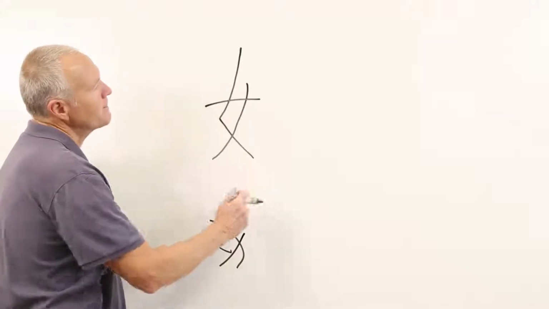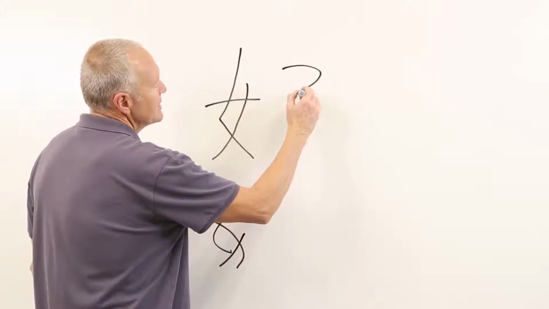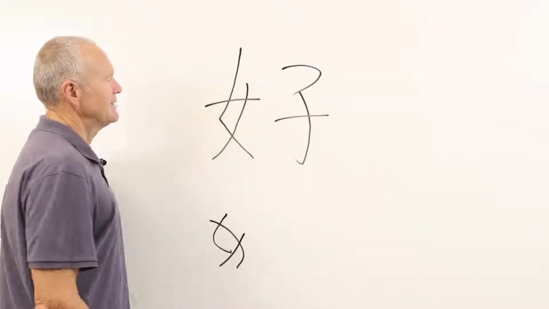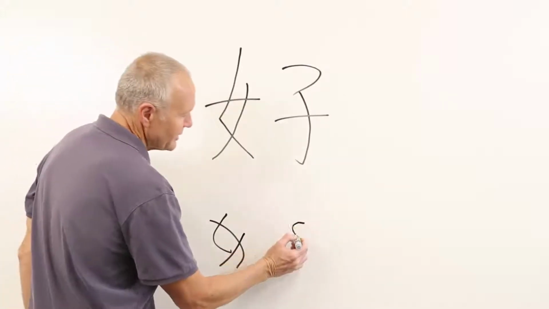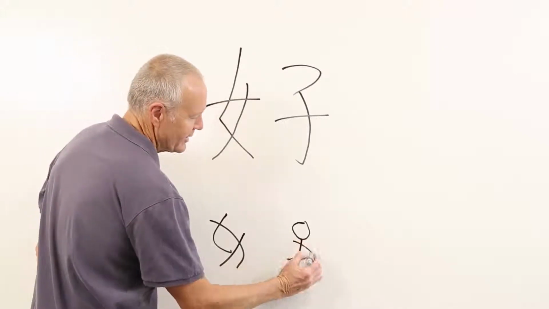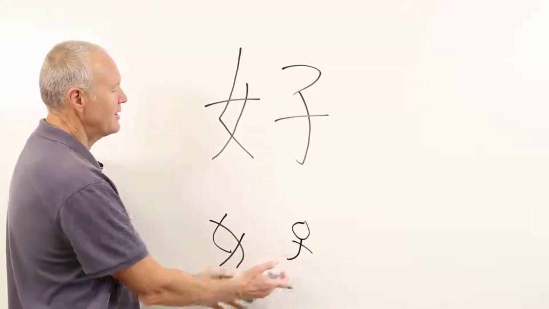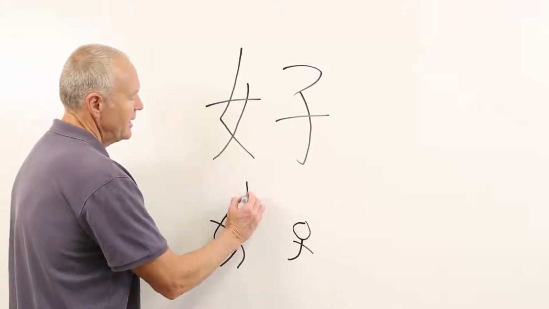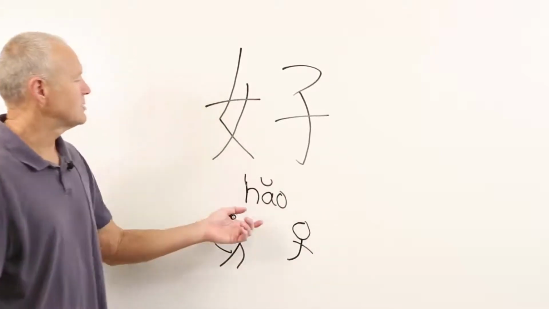So this is woman, and then a child is kind of a hooked line at the top, a curved line around down, and then cross it over. Does that look like a child to you? Maybe not, but if you look in the old ways, maybe 4,000 or 5,000 years ago, the character looked more like this, and that maybe looks more like a child. When we put a woman and a child together, that's good. So this character is hao, H-A-O, the third tone, hao. So good.